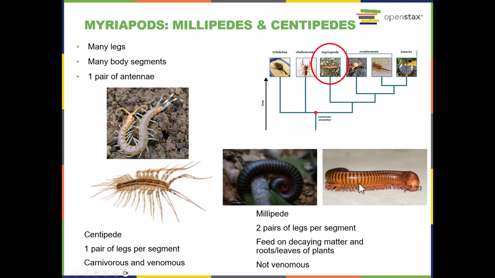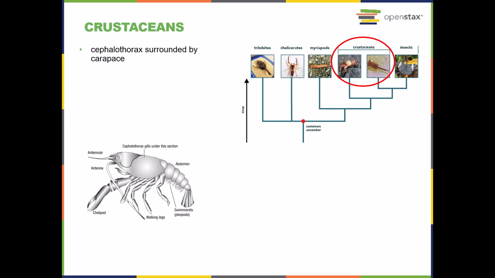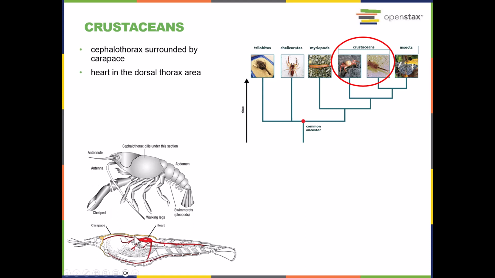Millipedes, if we look at each body segment, there's actually 2 pairs of legs. These organisms feed more on decaying matter, roots, leaves. They are not venomous. They're not carnivorous. Now we'll look at the crustaceans. One difference we see, say, from the crustaceans to the insects is that we have what's called a cephalothorax. So we actually had fusion of the head and the thorax region into one large area. It's often surrounded by a carapace. You see the carapace in this bottom diagram.